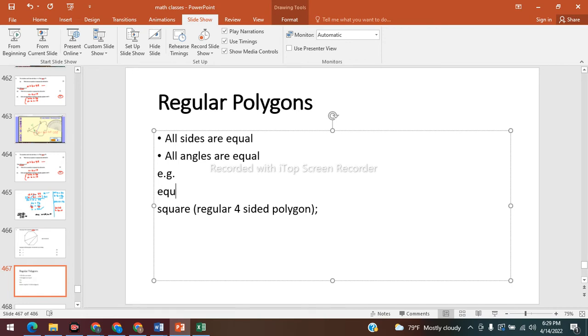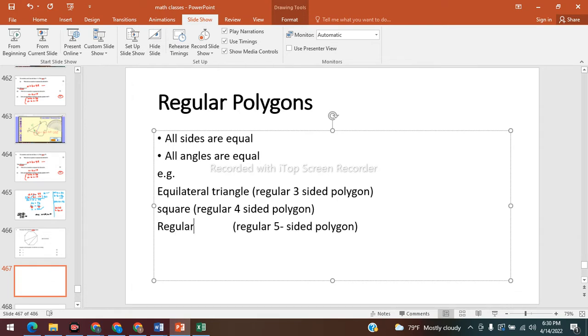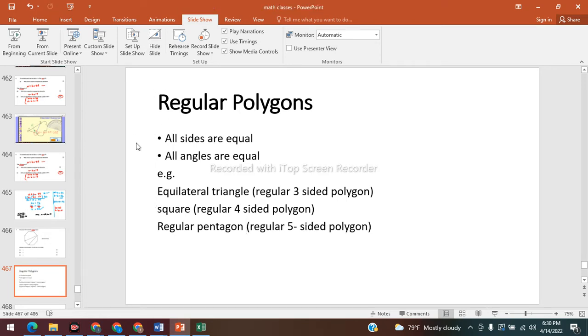Yeah, it's an equilateral triangle. That's the regular three-sided figure. And for a regular five-sided polygon, what do we call that? We call it simply a regular pentagon. Now it's important to note that with these shapes, if they are regular, all their sides are equal and all their angles are equal.